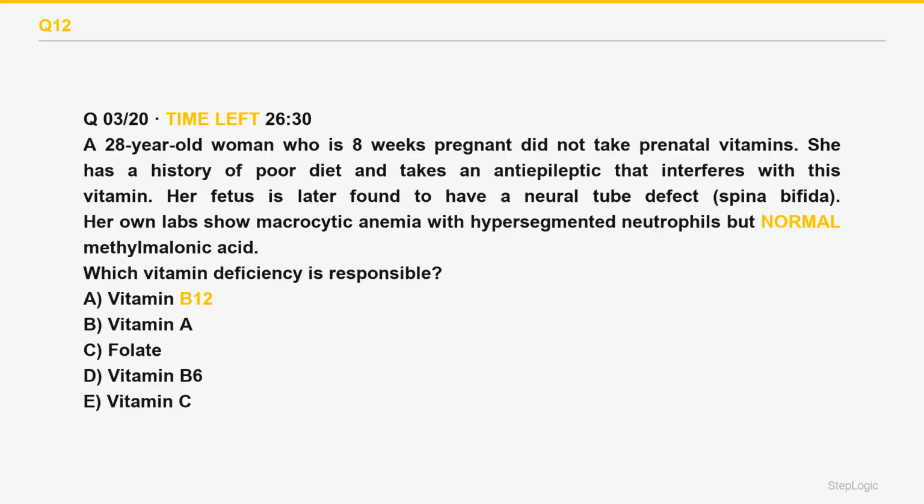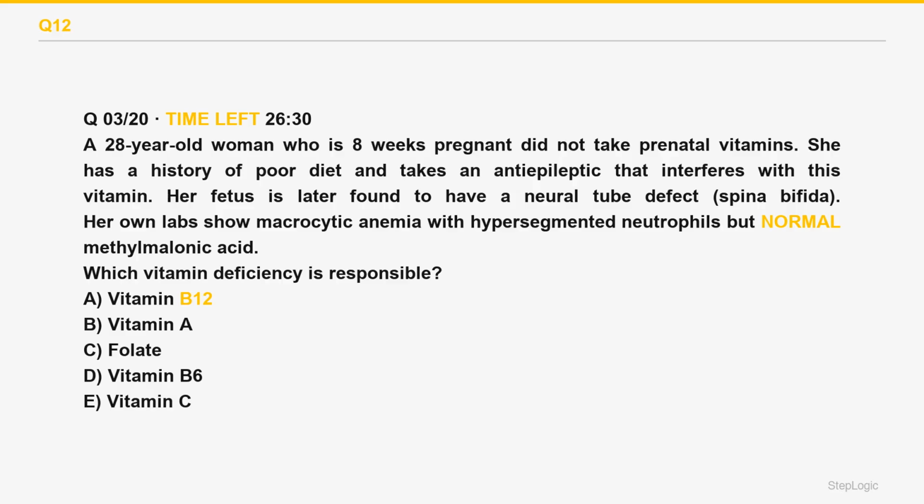Which vitamin deficiency is responsible? A 28-year-old woman who is 8 weeks pregnant did not take prenatal vitamins. She has a history of poor diet and takes an anti-epileptic that interferes with this vitamin. Her fetus is later found to have a neural tube defect, spina bifida. Her own lab showed macrocytic anemia with hypersegmented neutrophils but normal methylmalonic acid.